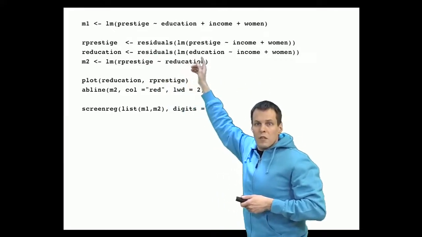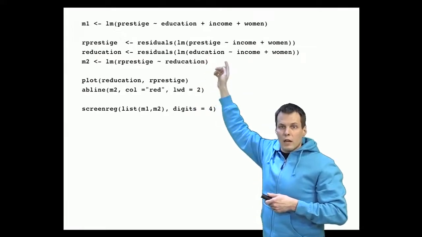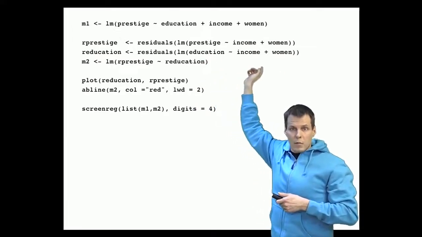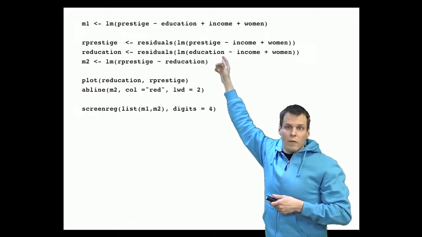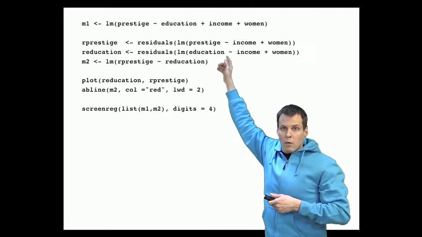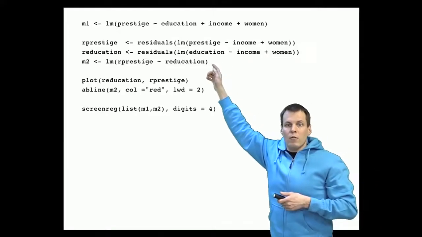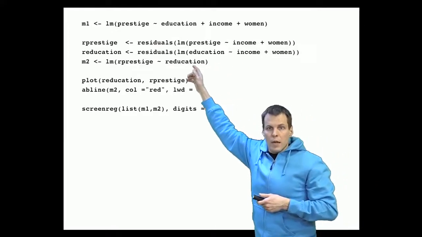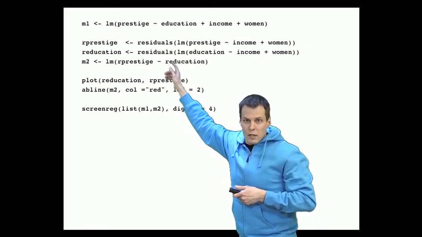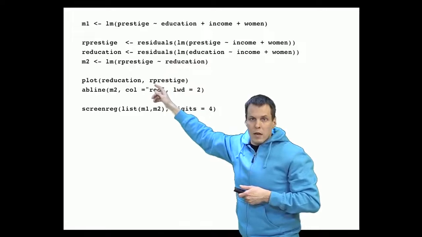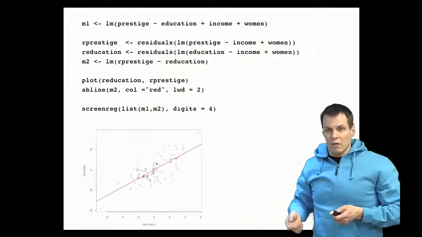For those of you who don't understand R, education here is the dependent variable, then income and women are the independent variables. So it's pretty simple to understand, just a slightly different way of writing education equals beta 1 times income plus beta 2 times women plus beta 0. Then we run a regression analysis where we simply have the prestige residual as the dependent variable and the residual of education as the independent variable, and we do a scatter plot and we draw the regression line. Then the result is our partial regression plot.